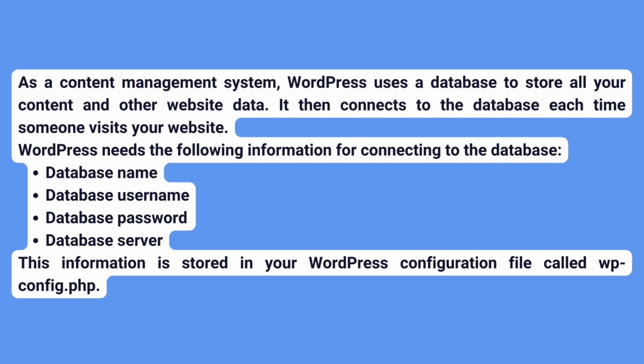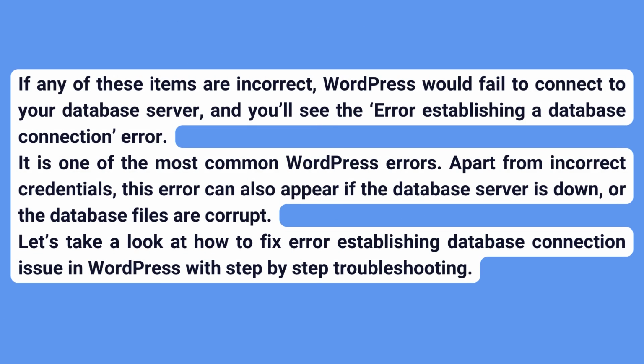WordPress needs the following information for connecting to the database: database name, database username, database password, database server. This information is stored in your WordPress configuration file called wp-config.php. If any of these items are incorrect, WordPress would fail to connect to your database server, and you'll see the error establishing a database connection error. It is one of the most common WordPress errors.